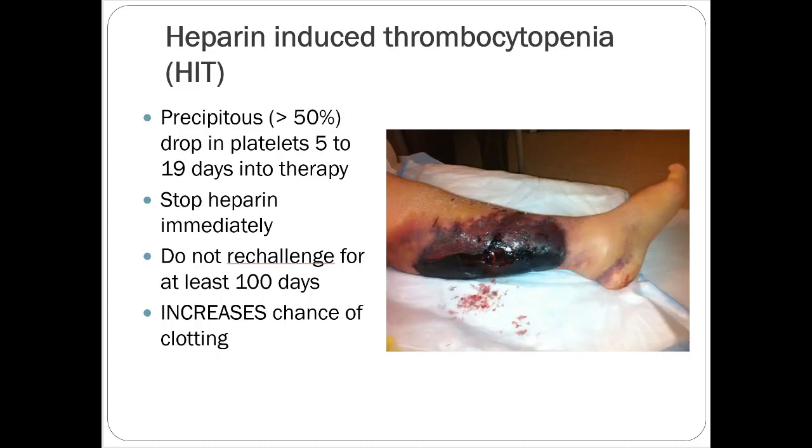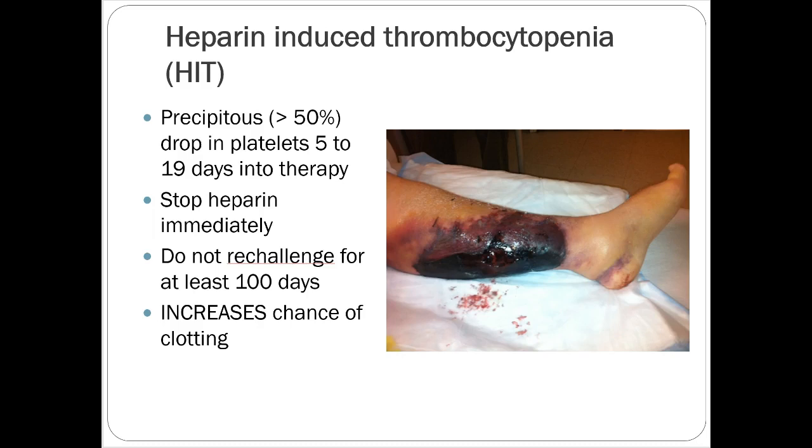Heparin-induced thrombocytopenia is probably the most notorious side effect of heparin, other than just bleeding out. Of course, you could do that with any anticoagulant, but this is kind of an interesting side effect. So what happens is you get a precipitous drop in platelets, about 50%, 5 to 10 days into therapy. You need to stop your heparin immediately, and you don't re-challenge for 100 days. It actually increases your chances of clotting.